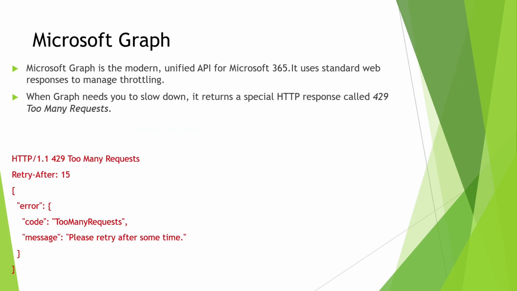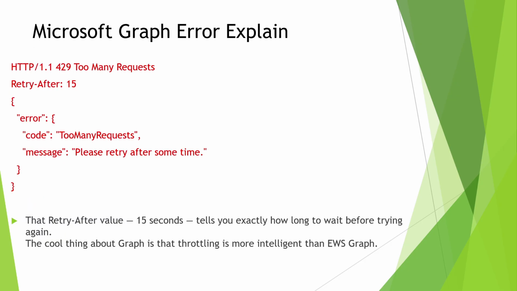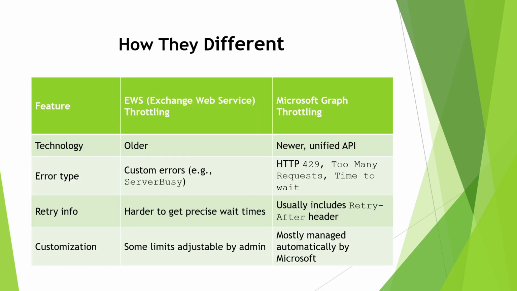Microsoft Graph is the modern API for Microsoft 365. It uses standard web responses to manage throttling. When Graph needs you to slow down, it returns a special HTTP response called 429 too many requests. As you can see, I mentioned the error code below. Here, Microsoft Graph error explained. As I told you previously, the Retry-After value of 15 seconds tells you exactly how long to wait before trying again. The cool thing about Graph is that throttling is more intelligent than EWS. Okay, let's go to the next.